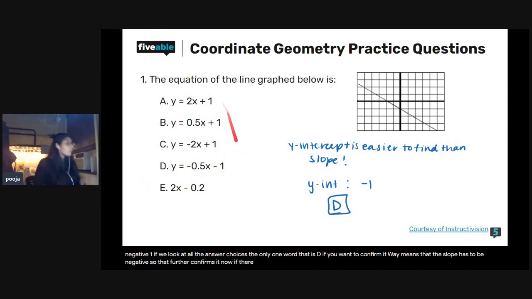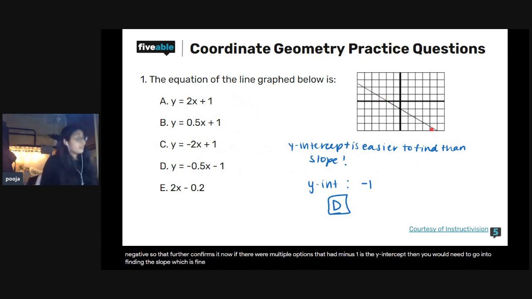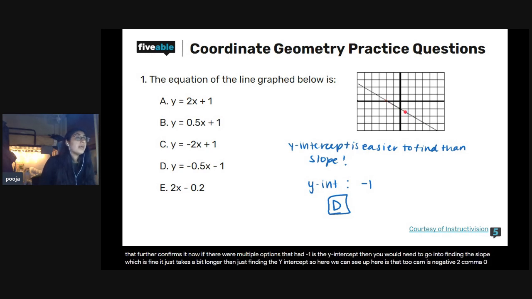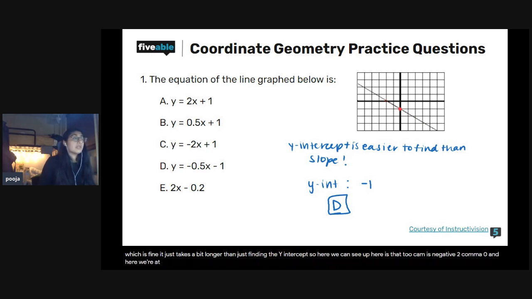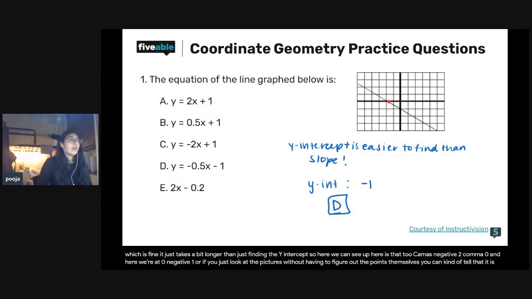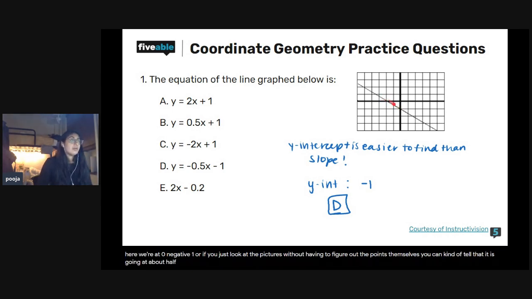Now, if there were multiple options that had -1 as the y-intercept, then you would need to go into finding the slope, which is fine. It just takes a bit longer than just finding the y-intercept. So here we can see up here is at (-2, 0), and here we're at (0, -1). Or if you just look at the pictures without having to figure out the points themselves, you can kind of tell that it is going at about half per x, -1/2 to be exact.